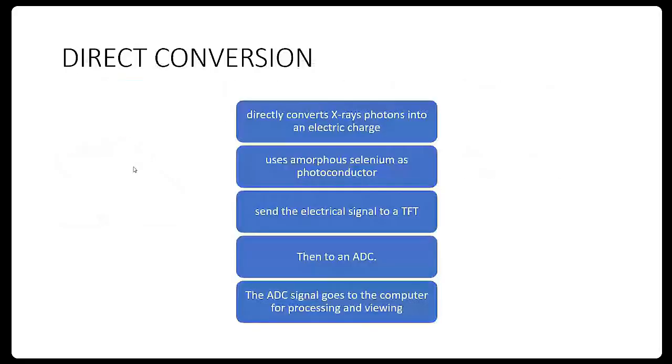So let's see how direct conversion takes place. Here, what we use as a photoconductor is amorphous selenium. Direct conversion type of detectors uses amorphous selenium as photoconductor that converts X-ray photons into electrical charge by setting the electrons free. The photoconductor materials include amorphous selenium, lead iodide, thallium bromide, and gadolinium compounds. But the most commonly used element is selenium.